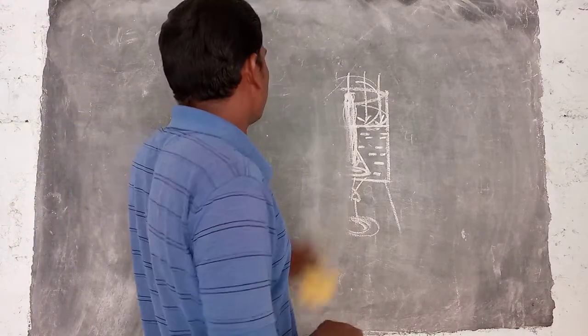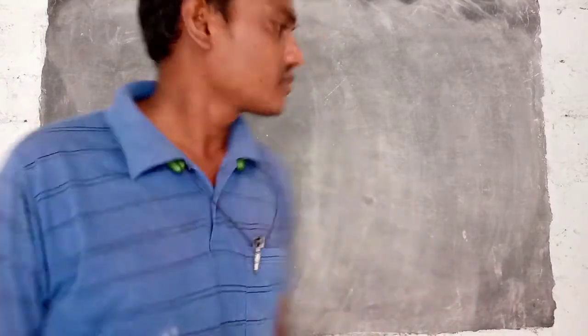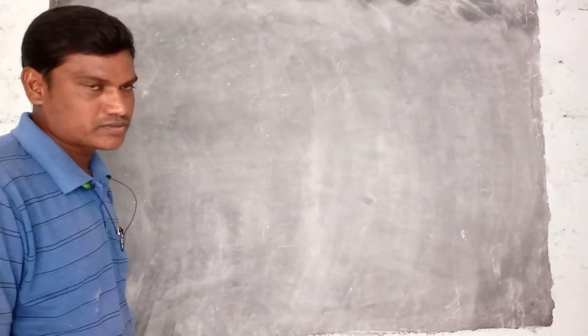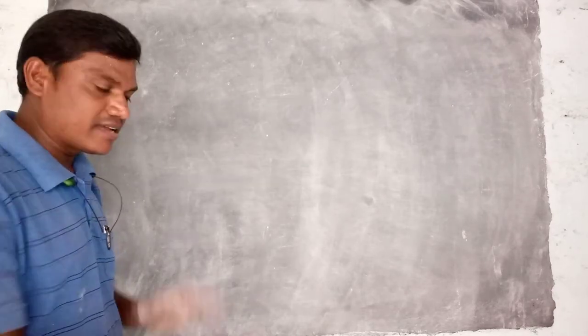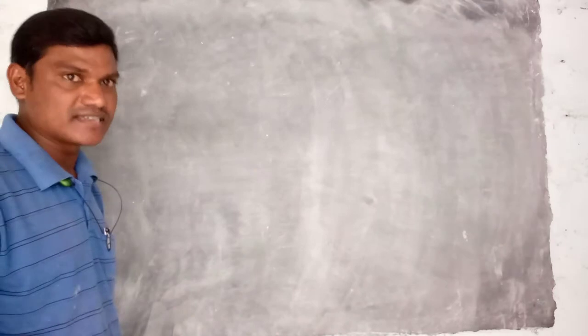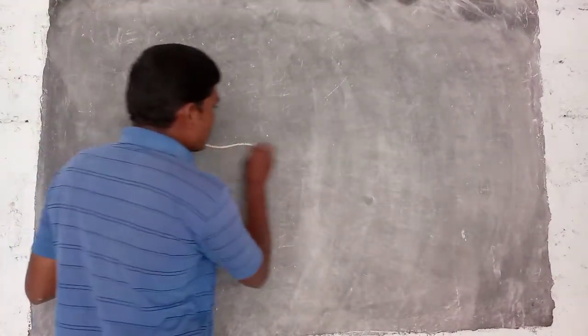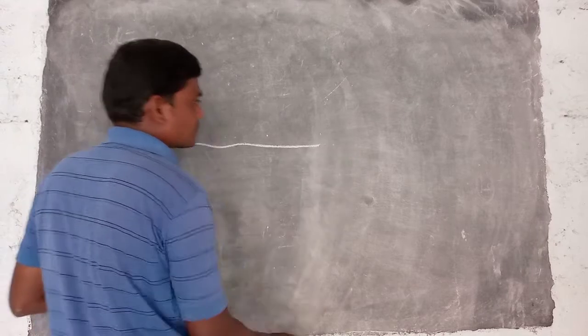Next one: collect the information about the working of a natural geyser and give the report. Natural geyser and electric geyser, two concepts are there. Collect the information about the electric geyser and the natural geyser. I will be explaining two cases.